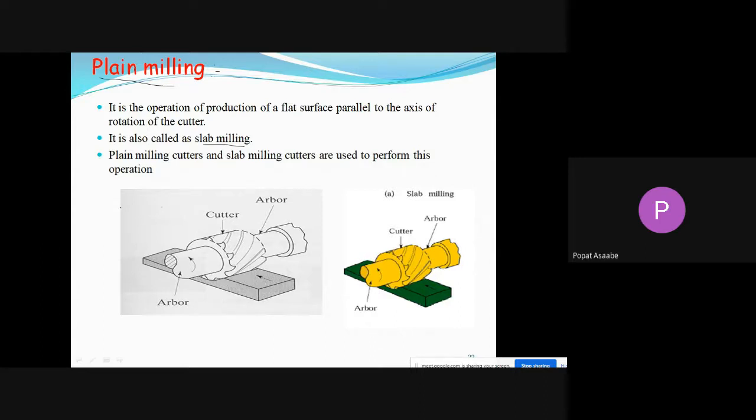Okay, see here, this is plain milling, and here is the cutter. The cutter is mounted on the arbor, and that arbor is fixed into your spindle, and this is the workpiece. That plain milling operation is carried out with the help of the cutter, and that cutter is called the plain milling cutter. Whatever cutter we are using to perform plain milling is the plain cutter we are using here.